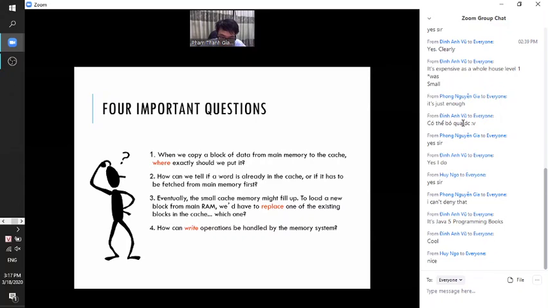The third question is what happens eventually when the small cache memory fills up. Of course, the cache memory is small, so it will fill up. So in that case, we need to load a new block from the RAM. We have to replace one of the existing blocks in the cache. So which one will be erased and replaced by the new one?